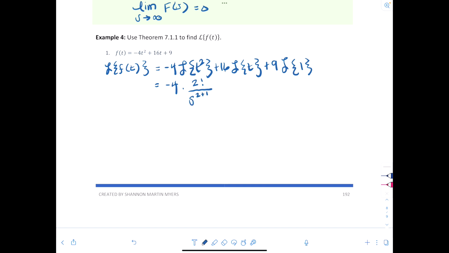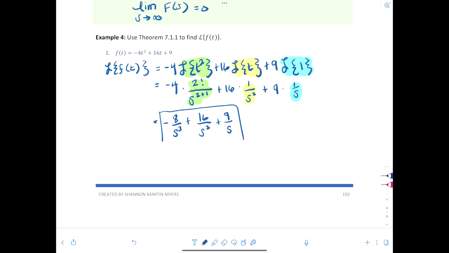And then, remember, we found that transform for t. So this one will be plus 16 times 1 over s squared, and then plus 9 times 1 over s. And that's going to give us 2 factorial, which is just 2. So we'll have negative 8 over s cubed plus 16 over s squared plus 9 over s. And we're done. Isn't that groovy?